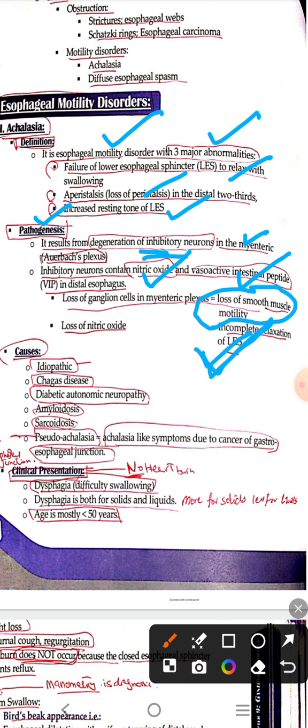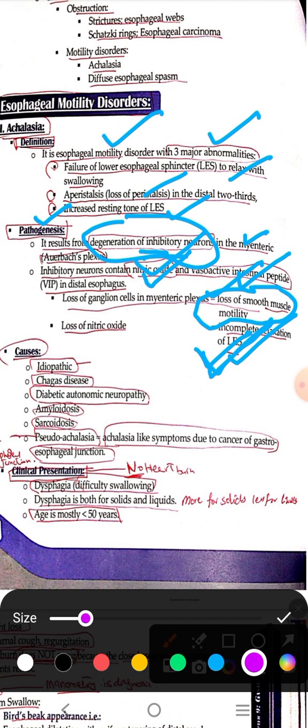But all of these things do not occur in the case of achalasia cardia, because there is degeneration of those inhibitory neurons, there is no nitric oxide release, no smooth muscle relaxation, no lower esophageal sphincter relaxation. So that is the pathogenesis. After that come the causes.